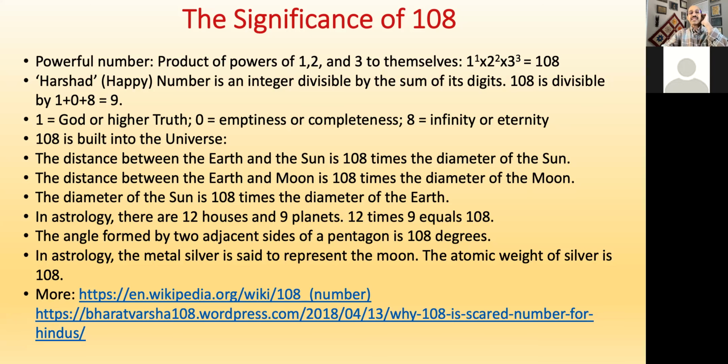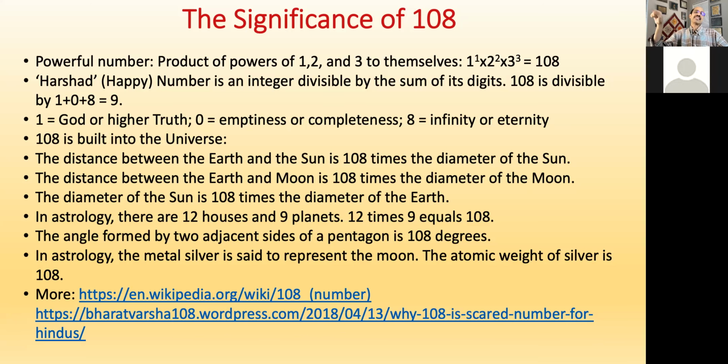And there is another interpretation of 108. So 1 is like God or higher truth, right? Remember, even in the last class, we talked about Prakriti and Purusha. Purusha is like 1 and Prakriti is like 0. So in that sense too, 1 can be thought of as God. Zero can be thought of as emptiness or completeness, depending on how you see it.